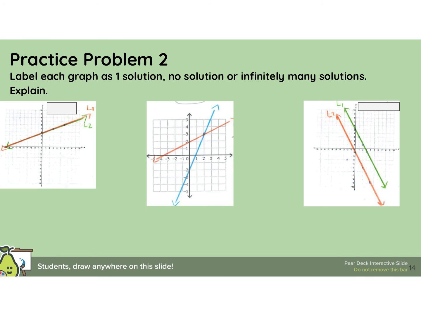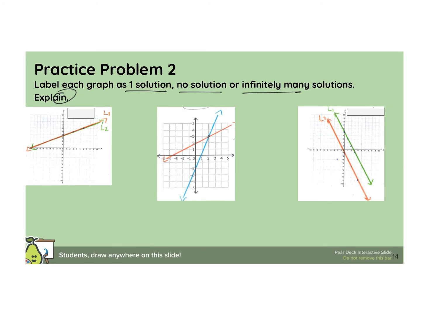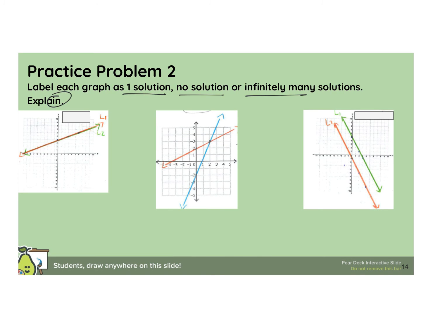Practice problem 2. We're going to label each graph as having one solution, no solution, or infinitely many, and then we need to explain why that is happening. All right. So for number 1, this is the same line. So we're going to say this is infinite solutions. And we'll say same slope, same y-intercept.